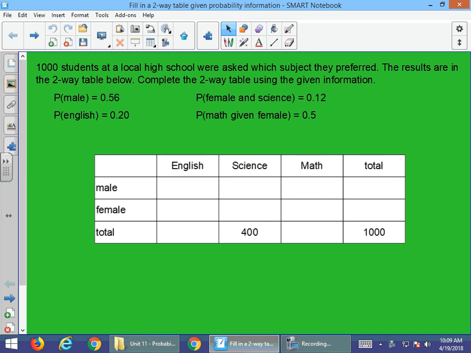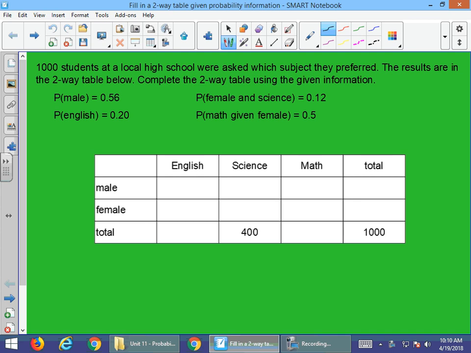All right, let's take a look at a couple of problems here involving how to fill in a two-way table given some probability information. There's a chance you're going to be given different probabilities, and you're going to have to go through and fill in these tables. So taking a look here, it says 1,000 students at a local high school were asked which subject they prefer. The students are in the two-way table below. Complete the two-way table using the given information.